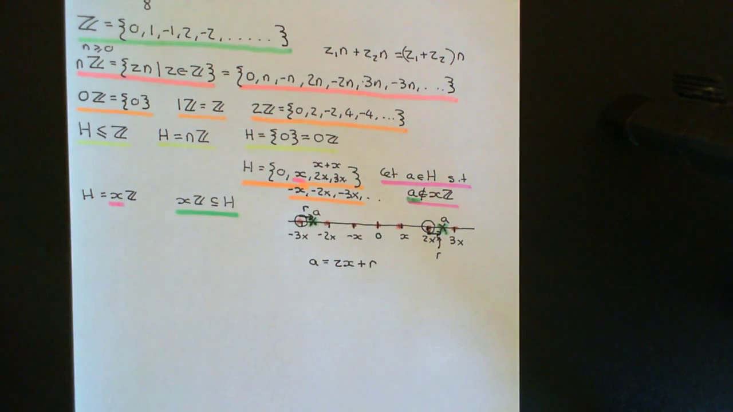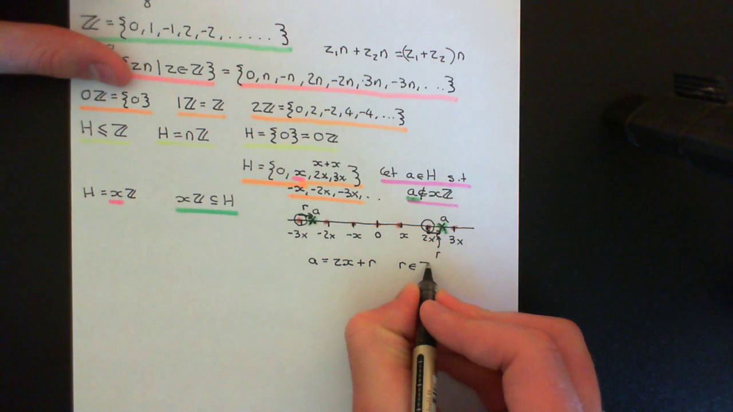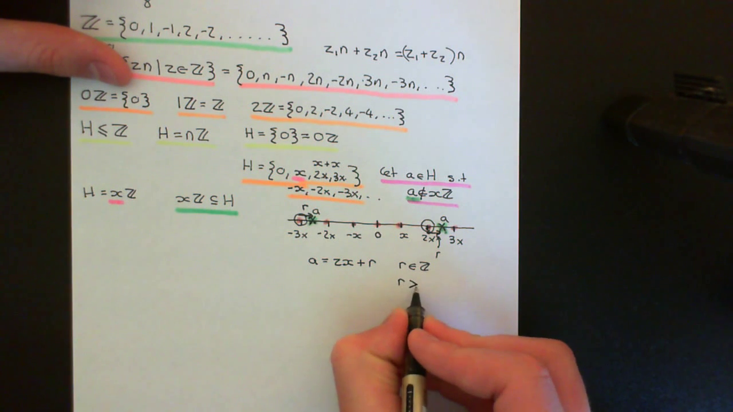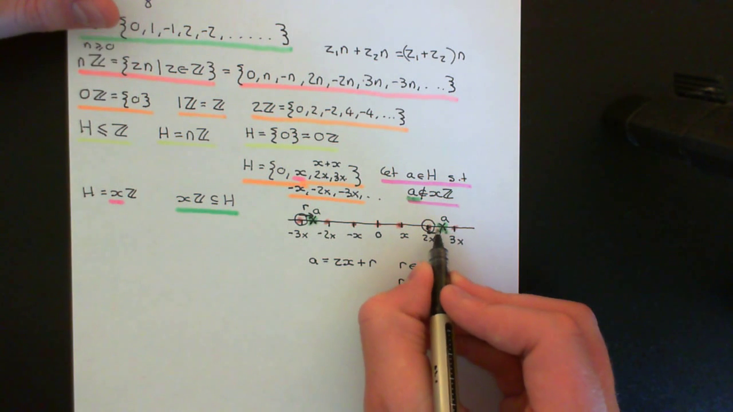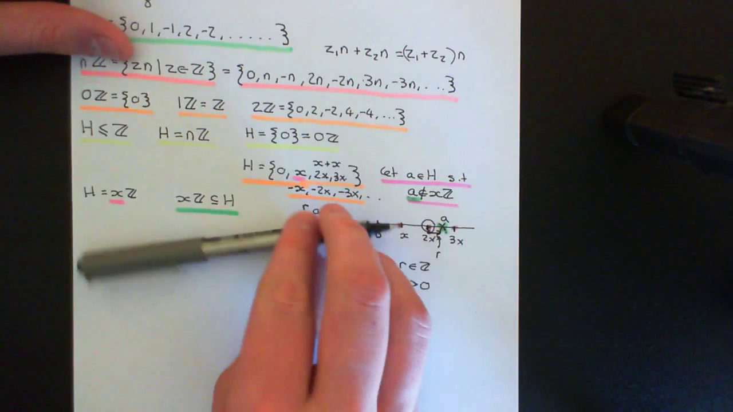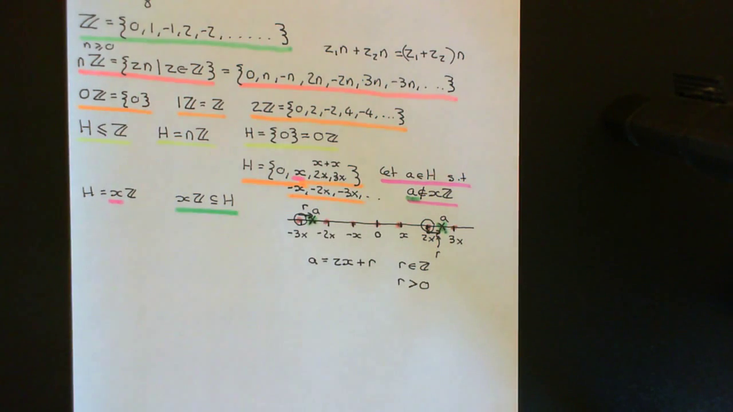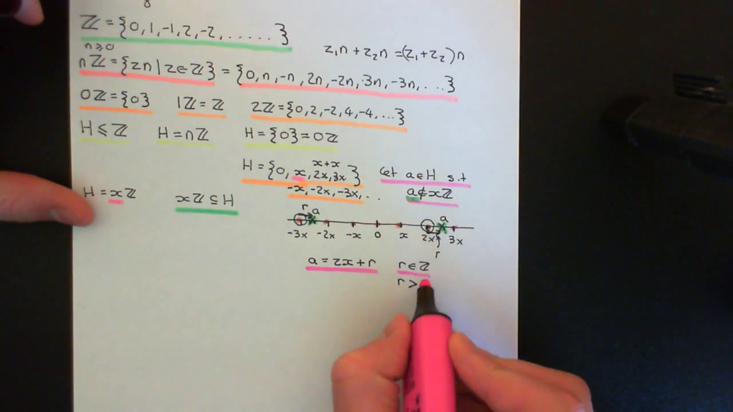Okay, and what can we always say about this remainder? Well, we know it's going to be an integer, so r is going to be an integer. We can also say that r is going to be a strictly positive integer. Okay, it's always going to be greater than 0 because I always chose the point to the left, and therefore we're always having to go in this direction to the right to go up to our point a. Okay, so I can write a as some integer multiple of x plus r.